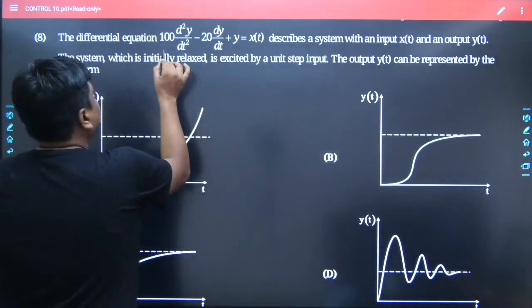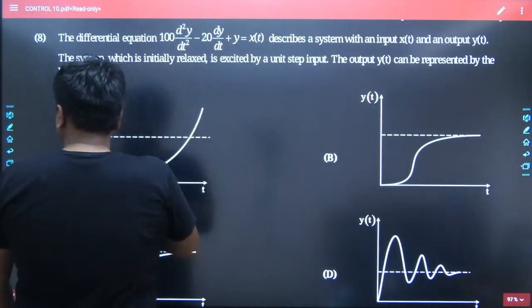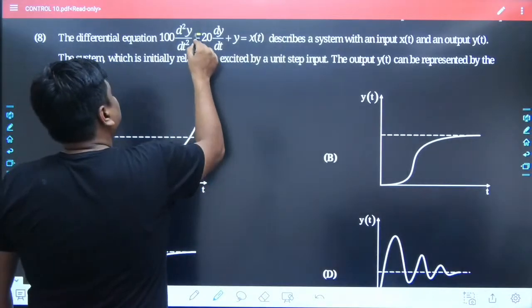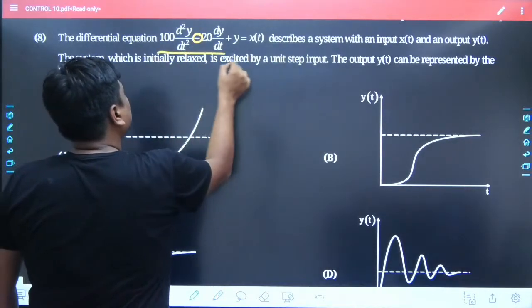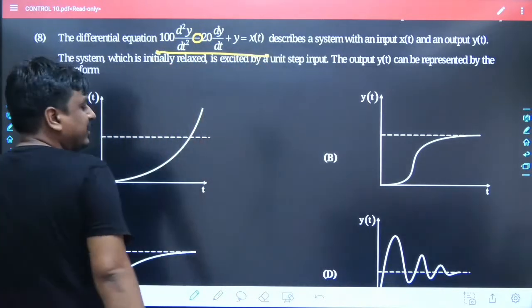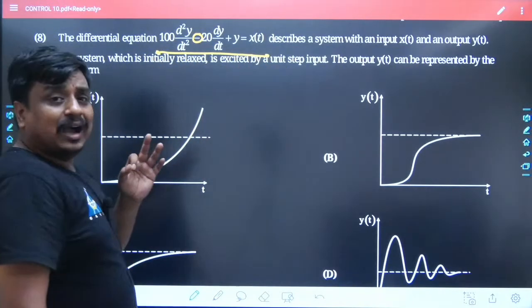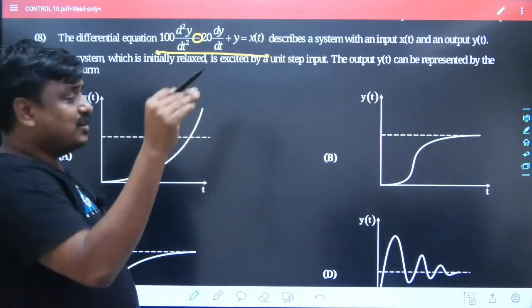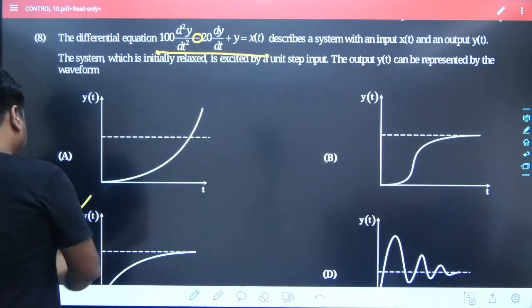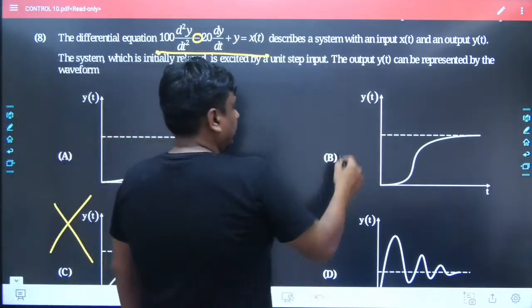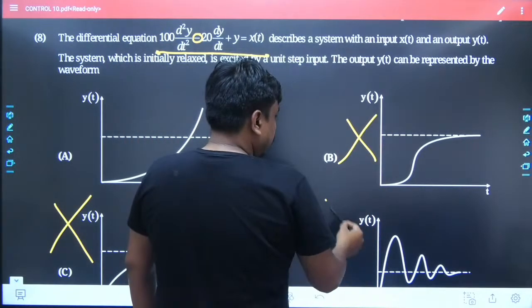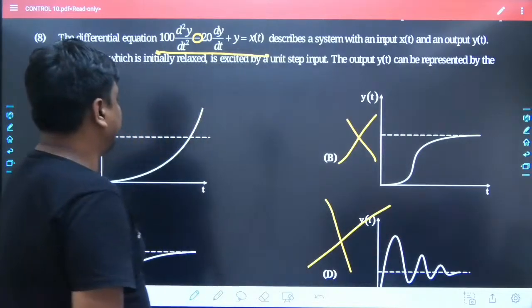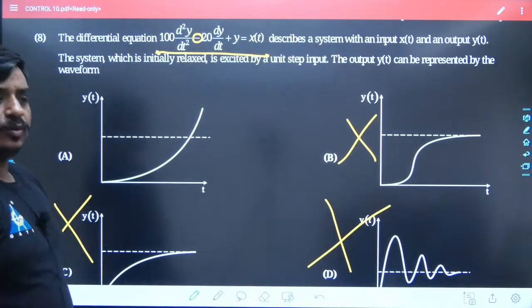When you would be comparing with the standard second order system, one thing is quite sure. The negative value indicates that whatever you do, the value of zeta would be negative. And as the value of zeta is negative, the output would never reach the converging steady state value. C has been ruled out, B has been ruled out, D has been ruled out. So you are left with option A only.